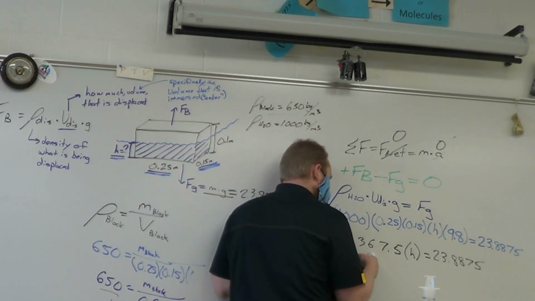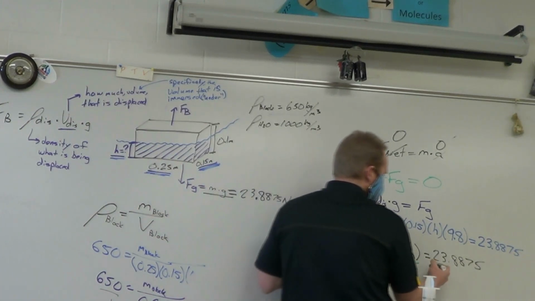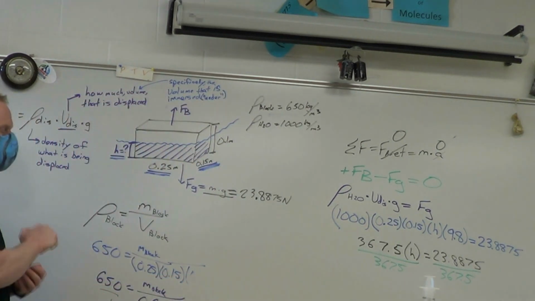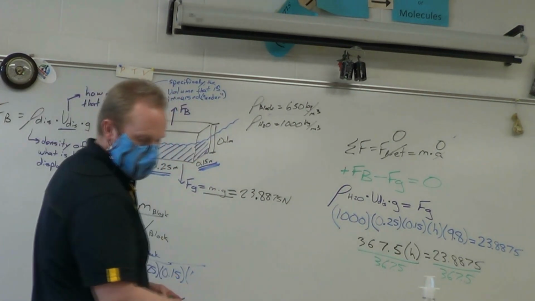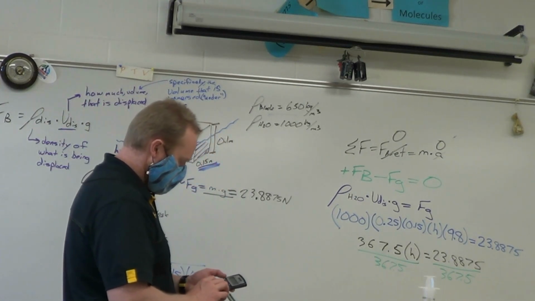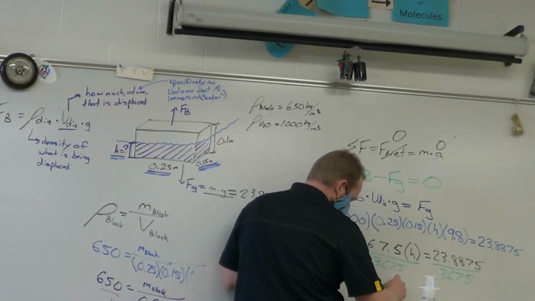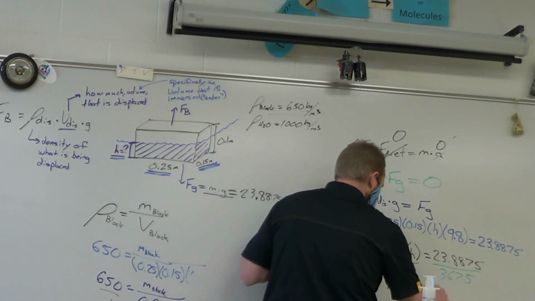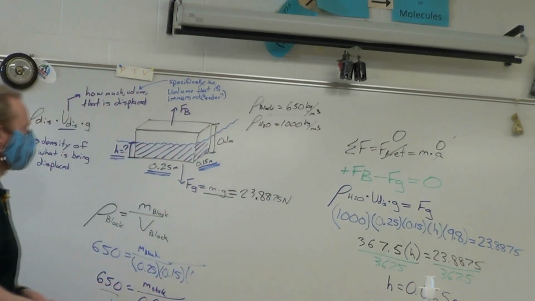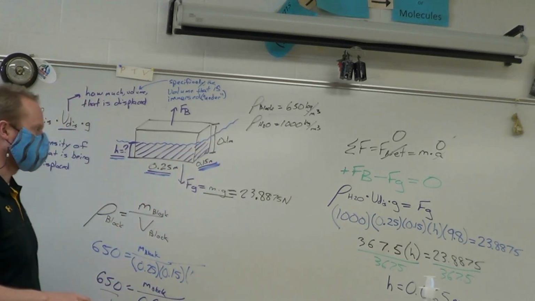It's 367.5 times H, so to get H by itself, we need to make sure we divide by the 367.5. Sometimes we forget about it, we always just divide the big number by the small number, but that's not the case, we gotta get H by itself. And when we take 23.8875 divided by our 367.5, we get H to be a height of 0.065 meters. So of this 0.1 meters, 0.065 of it is underneath the water.